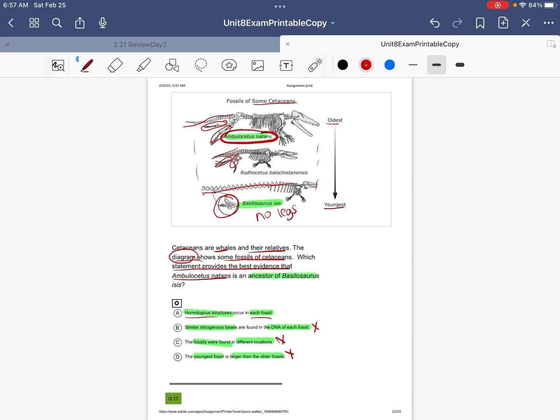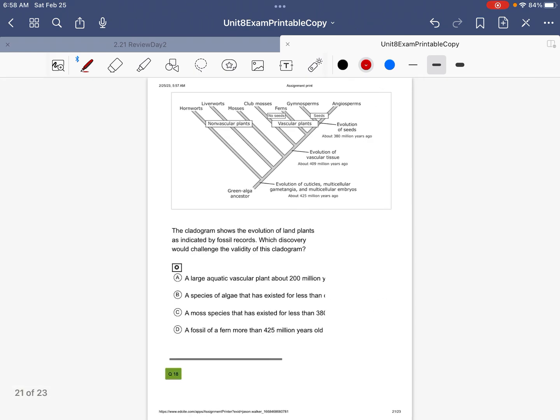So homologous structures in each fossil. Do I see homologous structures? Remember, homologous structures means they are similar. Absolutely. Here we have the little arms, we have the ribs, you have this long spinal column, like a tail-looking spinal column. So they definitely have some similarities in their structure. And remember, homologous structures means they are similar. Not the same, they are similar, so it means you have a common ancestor. So they definitely evolved from each other. Not evolved from each other, I'm sorry, they share a common ancestor.